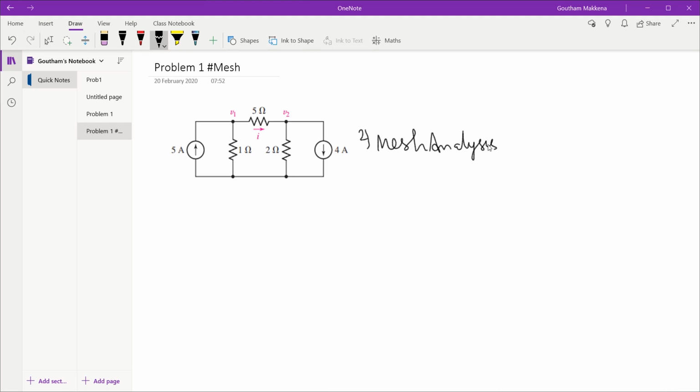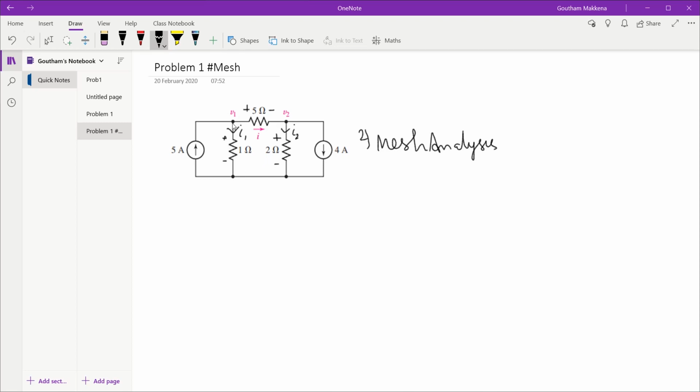Okay, so first let me label currents here. Let me call this I1 and let me call this I2. Since the direction of I has already been given, and we know that current flows from higher potential to lower potential, I can label the voltages on these resistors from the directions as this. Now I'll use a KVL in this loop.